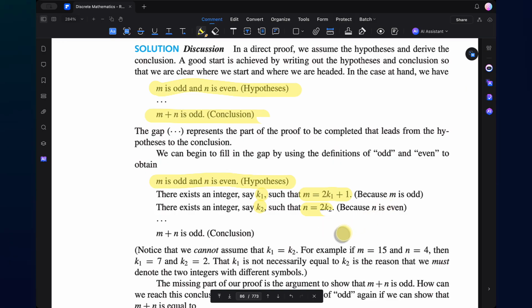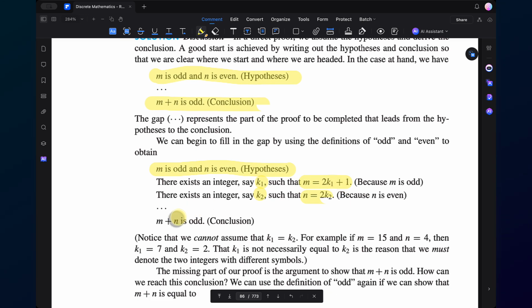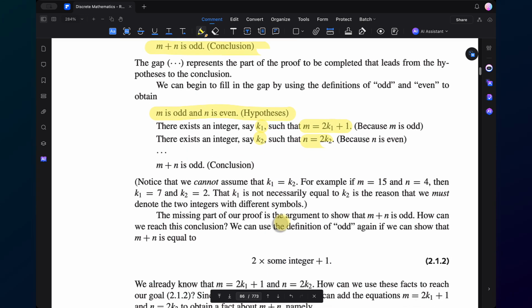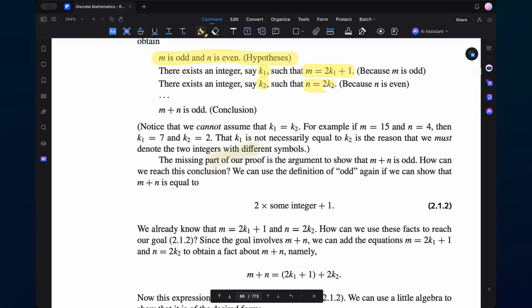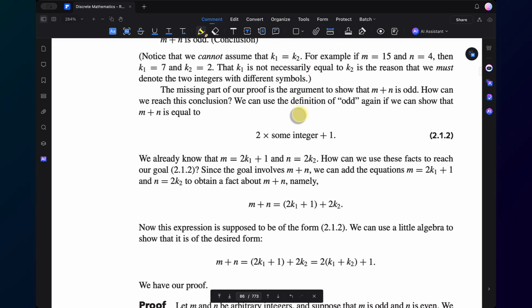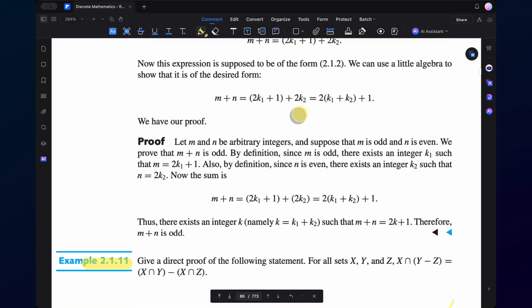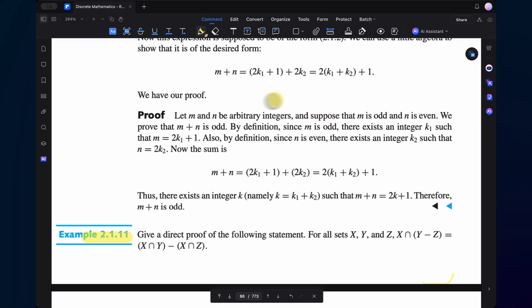So you use the definitions, and what you're trying to do then is to exhibit the conclusion. In the discussion they talk about how you can't make any assumptions on k1 and k2. They're just two integers. So let's look at the exact proof. You say, let m and n be two arbitrary integers, and suppose that m is odd and n is even. What we want to prove here is that m plus n is odd.